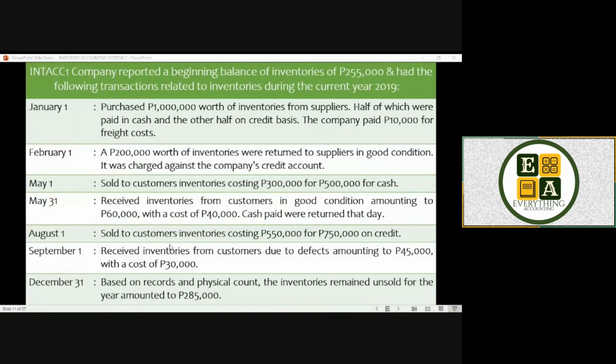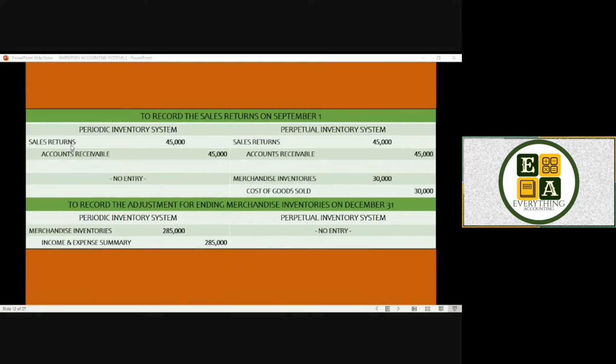Then, next, receive inventories from customers due to defects amounting to 45,000 with a cost of 30,000. So, nagbalik daw ng inventories si customers sa atin, nagkakahalaga ng 45,000. Pero yung kanyang cost lang daw is 30,000. So, sales return debit tayo, credit tayo ng accounts receivable, under periodic inventory system, good for 45,000. The same journal entry again under perpetual inventory system. Then additional journal entry under perpetual inventory system, merchandise inventories, 30,000. Then cost of goods sold, 30,000.